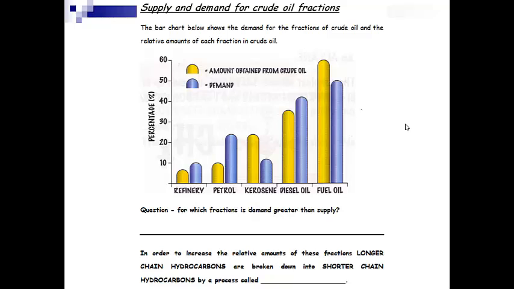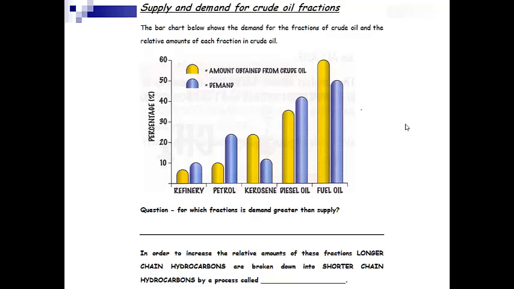Sorry, the other way around. So you're going to look at which fractions demand is greater than supply. So you're looking for the blue bar to be higher than the yellow bar. So refinery gas, petrol, diesel oil, they all have greater demand than they do have supply.